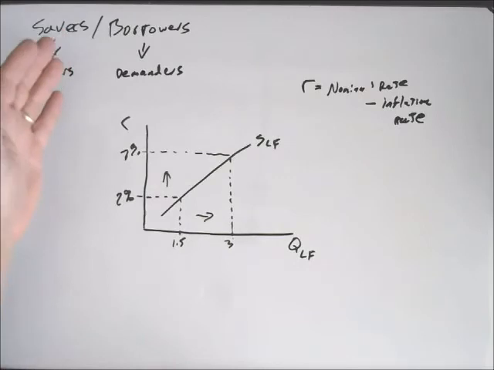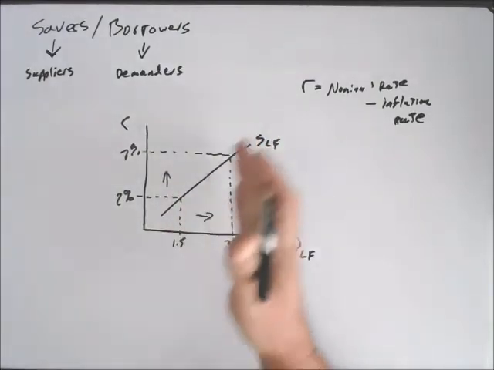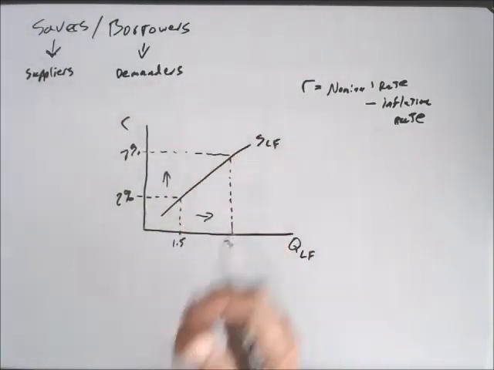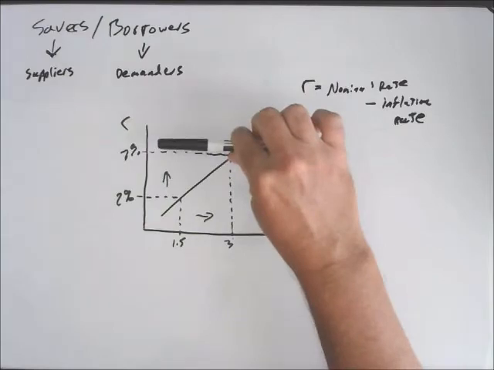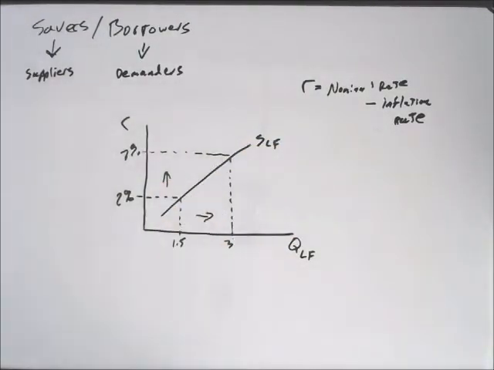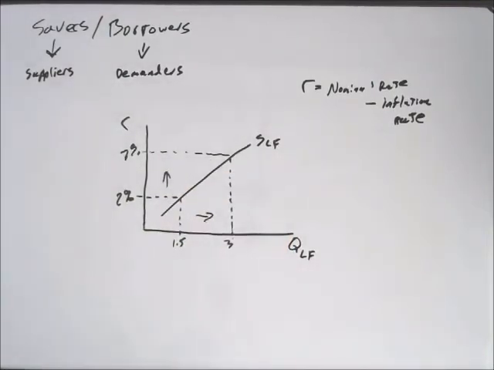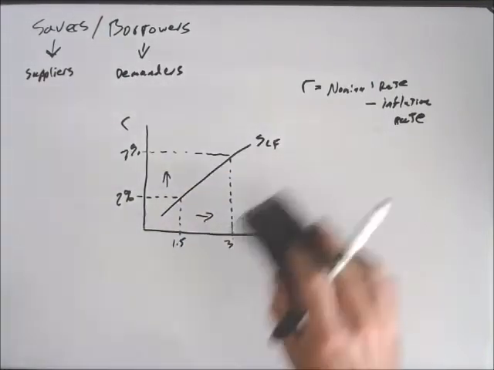Savers, that's how much you save out of your paycheck. That's what you don't consume and you keep in the bank to earn interest, and you're behind this supply of loanable funds curve. If the real interest rate falls, well, then your incentive to save falls, and you're going to save less out of every paycheck, meaning that your quantity supplied of loanable funds will also fall.